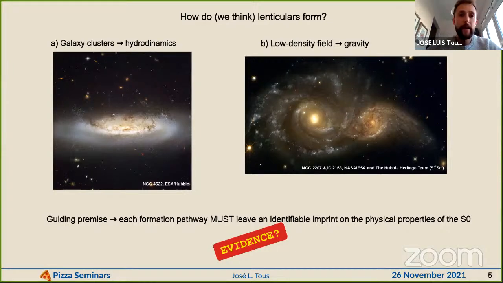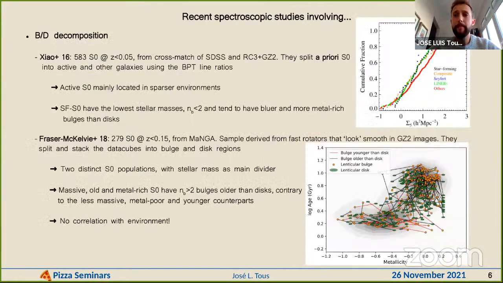Works that have been devoted to investigate these origins, especially using photometry, have not reached conclusive results. So what now? Maybe this imprint is more subtle, and maybe if we use a new approach using spectroscopic data, we would be able to find this imprint on the S0 galaxies. And this is precisely an approach that recently has been taken by some authors.